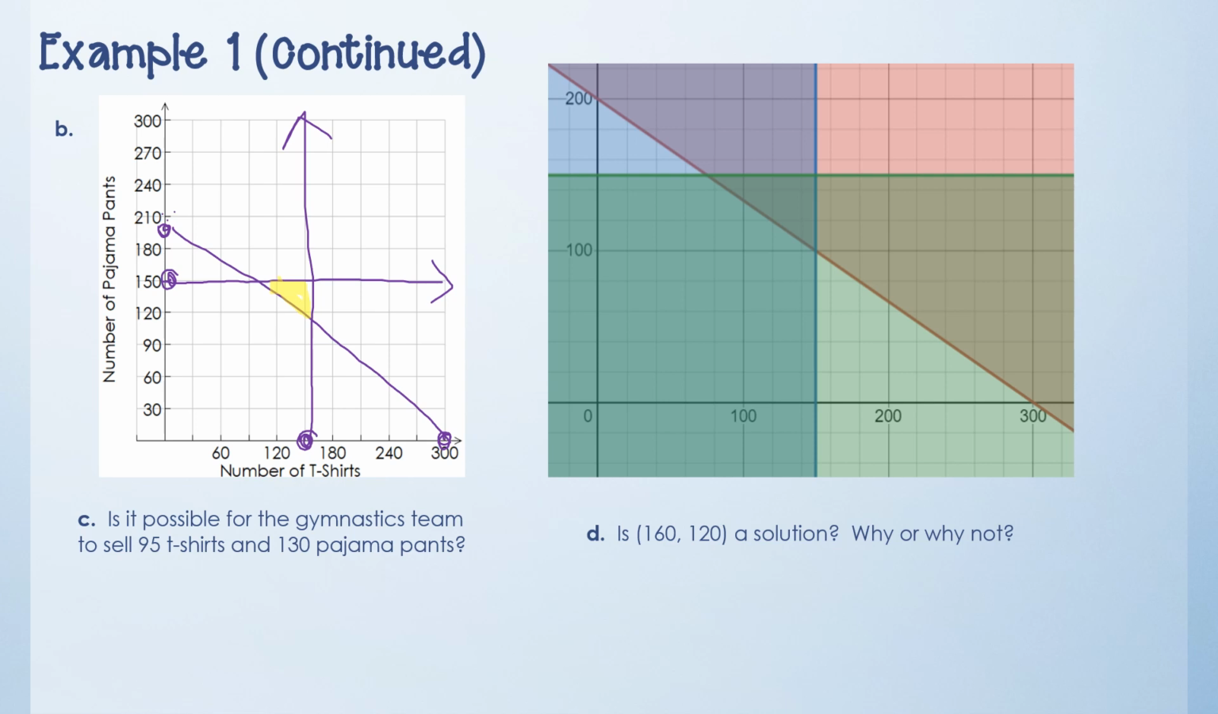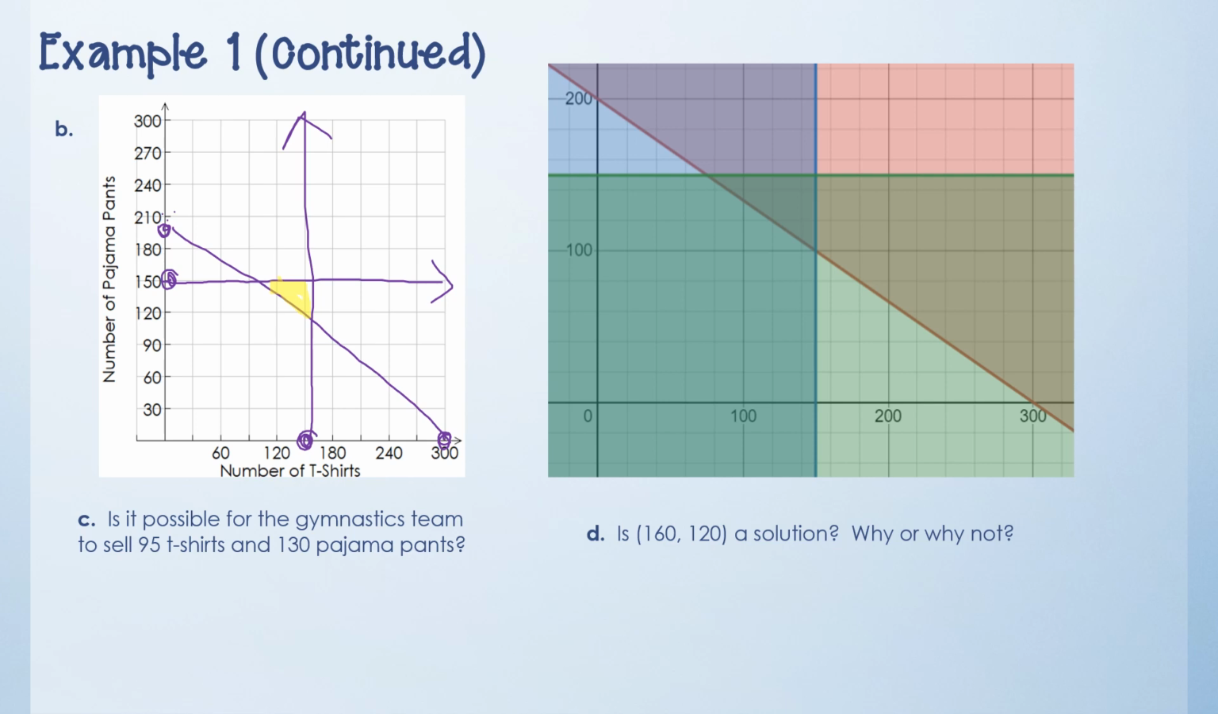Okay, so is it possible for the gymnastics team to sell 95 t-shirts and 130 pajama pants? There's two different ways to be able to tell if a point is a solution, and this goes for D as well. You can either plug the point into Desmos, plot it, see if it's in that shaded region. You can look at it on the graph. Again, the graph is going to be a little bit harder to see on here now because of our scale, but you could still plot the point. You can also plug it into your inequality.